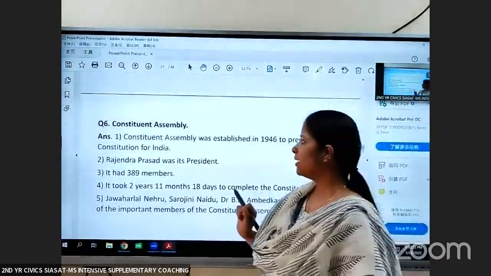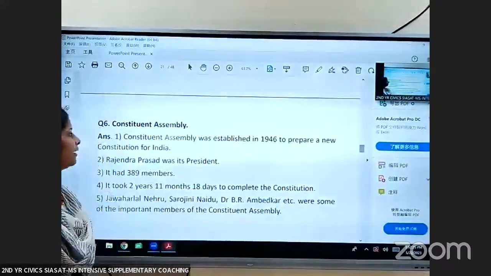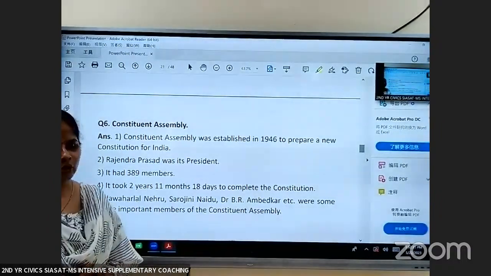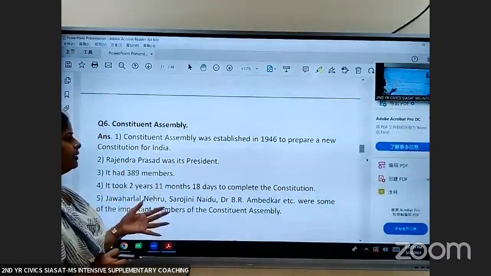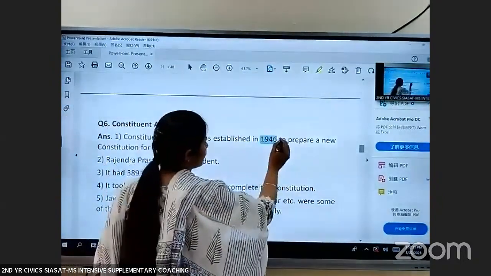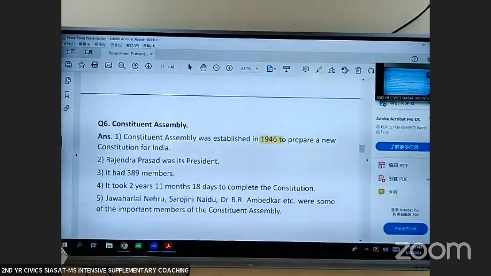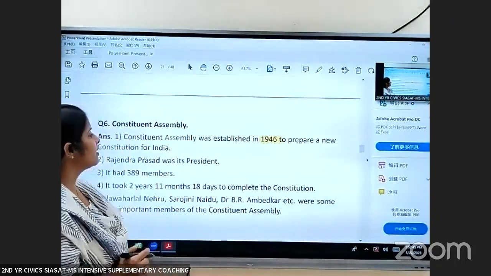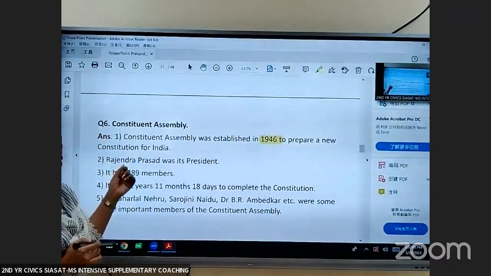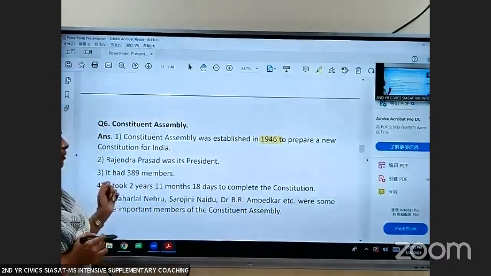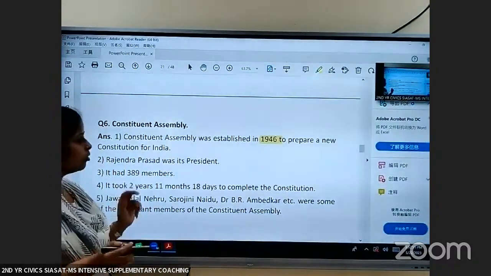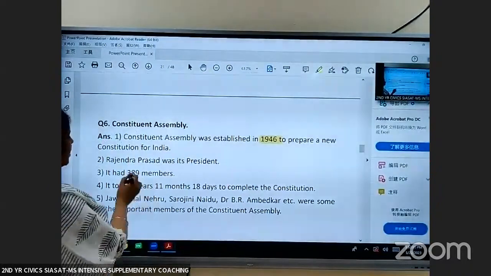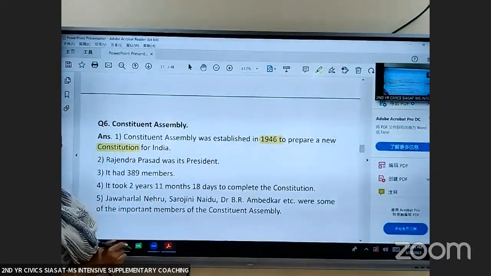Next is Constituent Assembly. At the beginning, I told you Constituent Assembly is the body of people which prepares the Constitution. The Constituent Assembly for India was established in 1946 to prepare a new constitution for India. If you remember, in the Independence of India Act 1947, the Britishers said two constituent assemblies shall be formed to prepare new constitutions for both the countries. So in 1946, the Constituent Assembly was established.